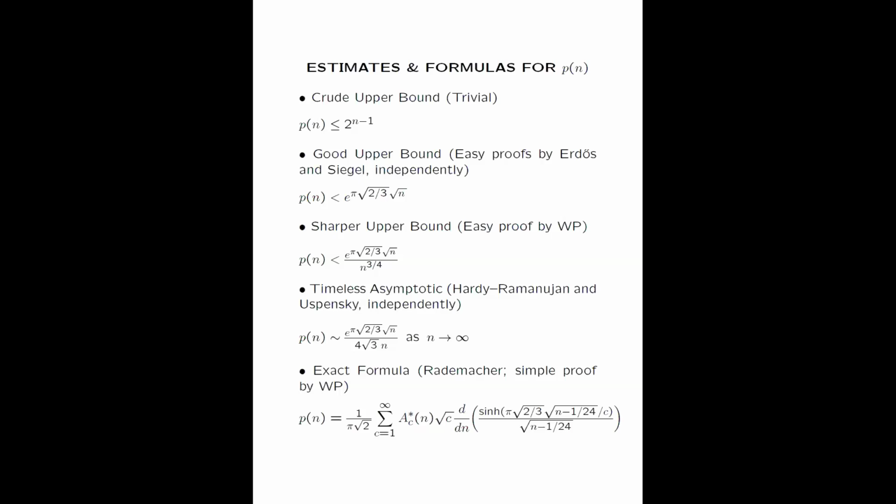There is the timeless asymptotic by Hardy and Ramanujan, and then a couple years later, independently by Uspensky. And you can see that the bounds given above are pretty good compared to the asymptotic. On the asymptotic, we divide by a constant times n.